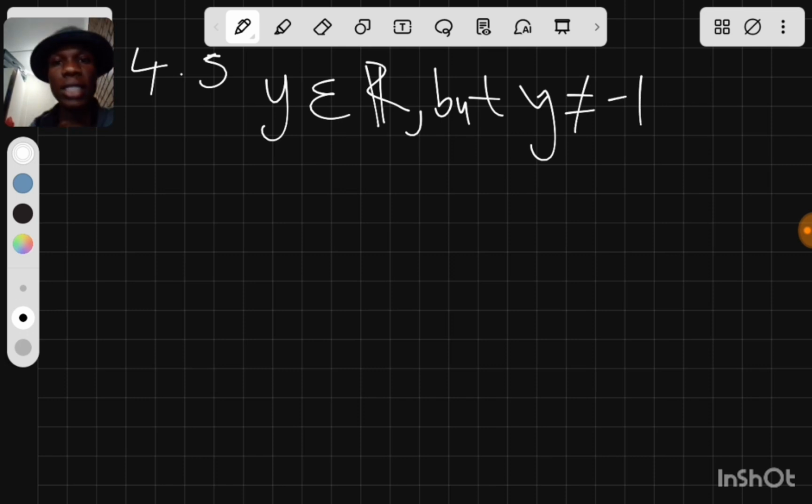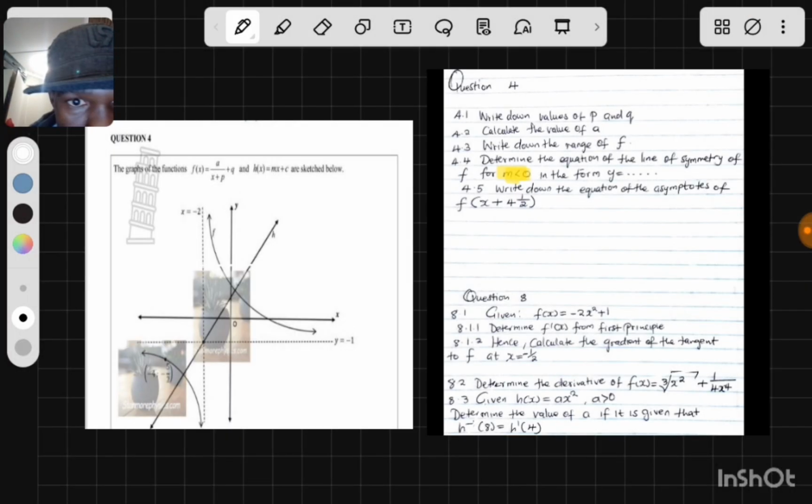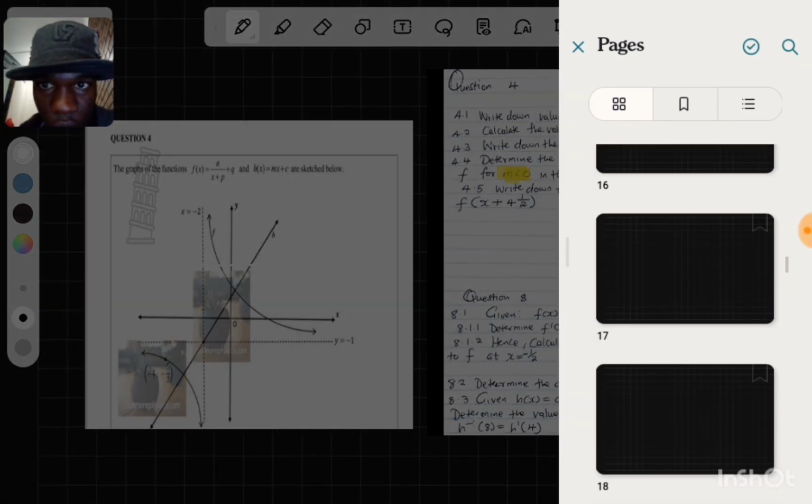This one is the domain, the range: the graph can go everywhere it wants, but it must not touch negative 1. So we're going to 4.4. Okay, 4.4 is one where you have to determine the equation of that graph, of h of x, but in terms of y equals something.